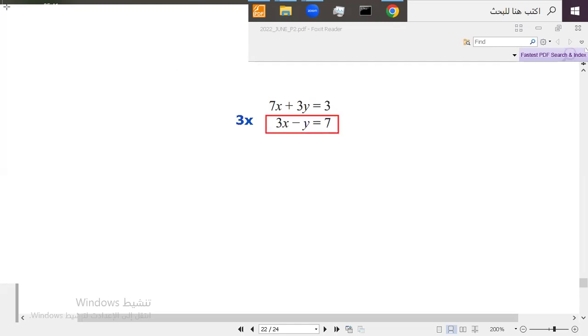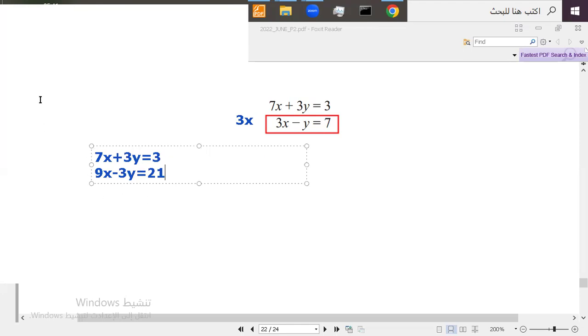Now let's just write the equation again. So here 7x, let's write it again. So we have the same equation, 7x plus 3y equals 3. This is the first equation. Second equation after multiplying is going to be 9x minus 3y equals 21. Okay, equals 21. So focus on multiplying. 9x negative 3y equals 21.